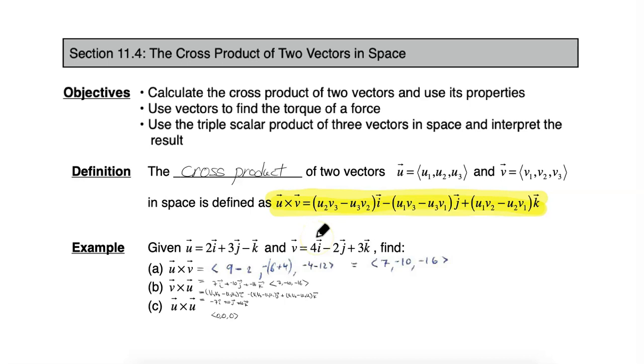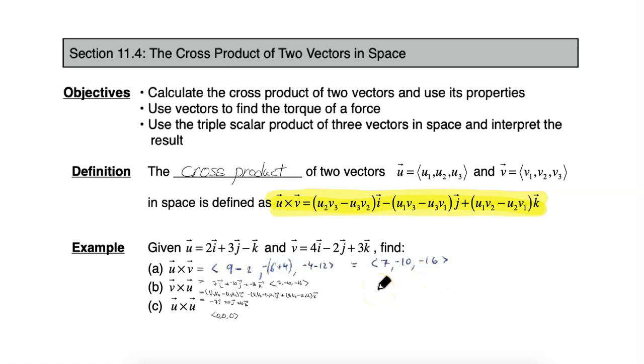And for the other two components, remember we'll change the sign, so let's just do 2 times 3 equals 6 minus negative 1 times 4, so plus 4. And with a negative sign in front, it yields negative 10. And finally, for the last component of the cross product, we'll have 2 times negative 2 minus 3 times 4, so negative 16.